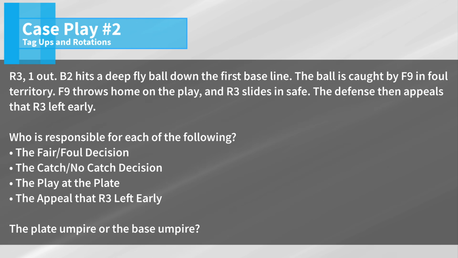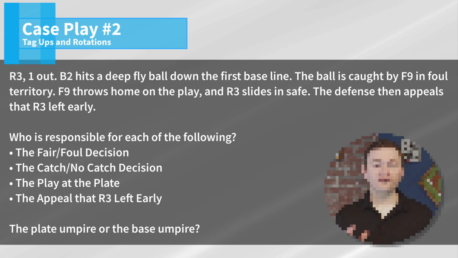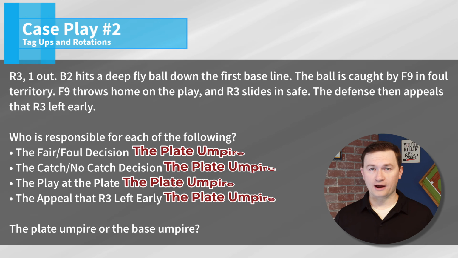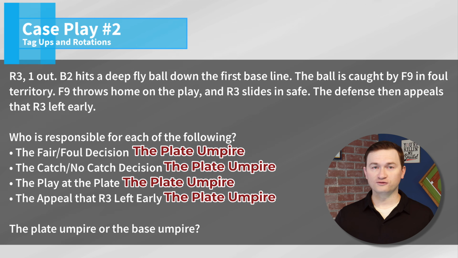In each of these, is it A, the plate umpire, or B, the base umpire? The correct answer for all 4 is the plate umpire. Because the ball is down the first base line, it requires a fair foul decision and is therefore a trouble ball.